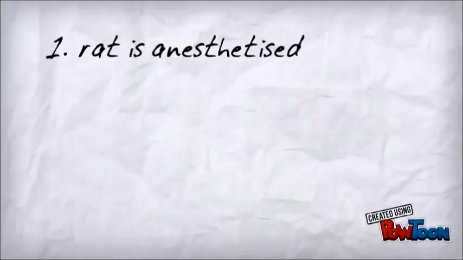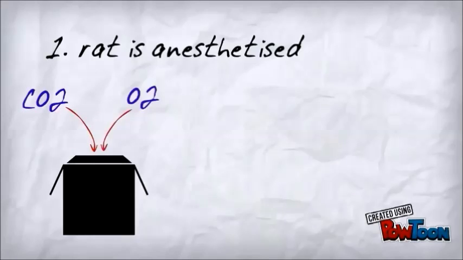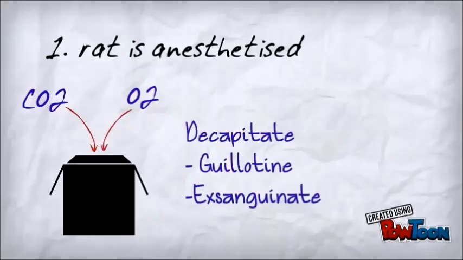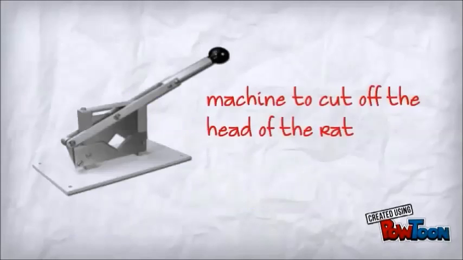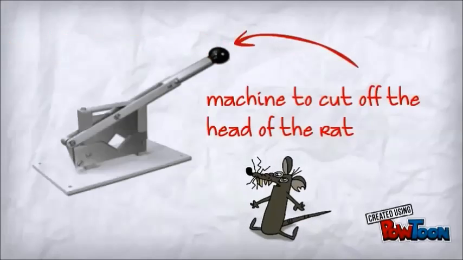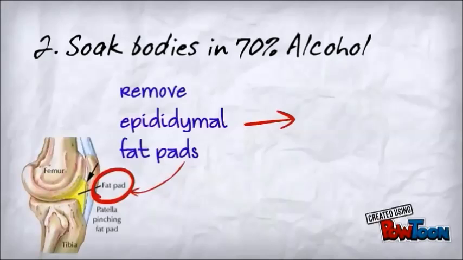First and foremost, the rat is anesthetized in a box filled with 70% CO2 and 30% O2, and it will then be decapitated using a guillotine. A guillotine is a machine used to cut off the head of the rat. After soaking the body in 70% alcohol, the epididymal fat pads are removed.